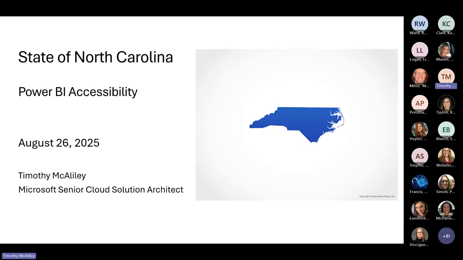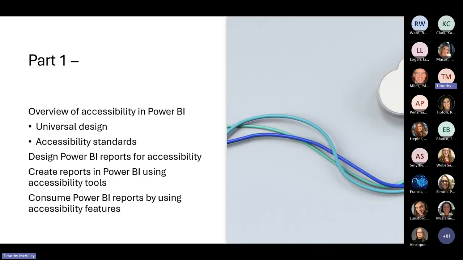Sorry about that. Again, state of North Carolina, Power BI accessibility. You heard my narration with this. I'm on the Microsoft account team, and I coordinate with a big user group inside the state of North Carolina that we meet with on Thursdays. For part one of this, we'll talk about universal design, accessibility standards, designing, creating, and consuming reports around the theme of accessibility.